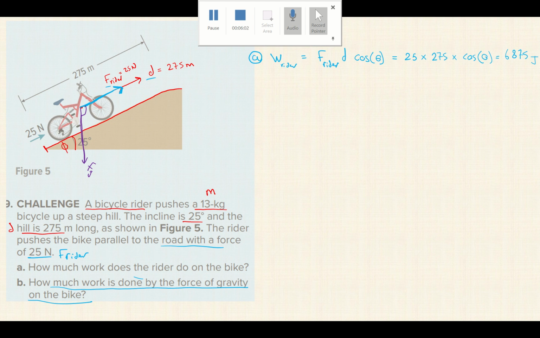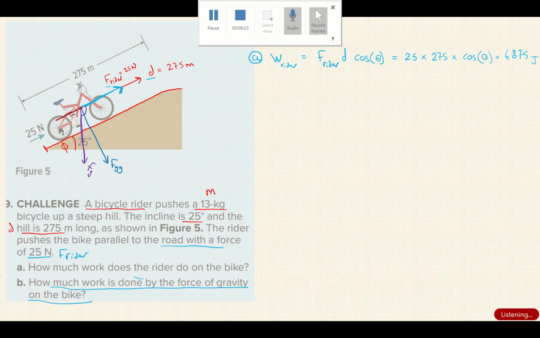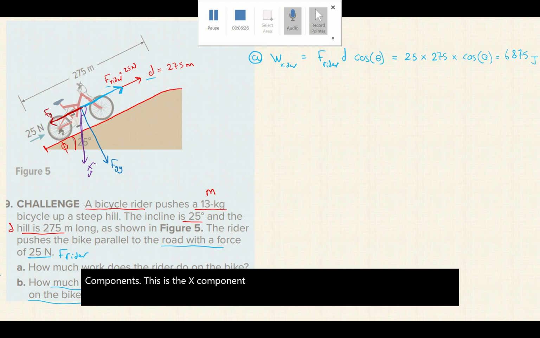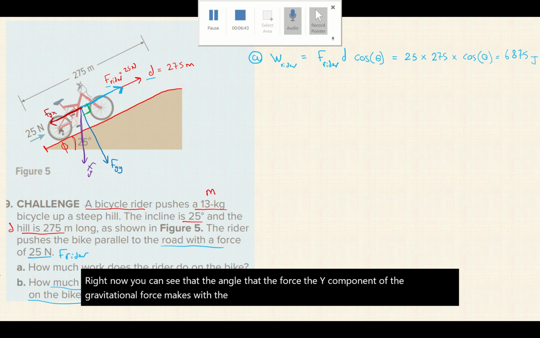Or you can remember that the force of gravity on an incline can be broken down into its x and y components. That means that the force of gravity can be broken down into its y component, this is the y component of the gravitational force, and the x component, this is the x component of the gravitational force, Fgx. Right, now you can see the angle that the y component of the gravitational force makes with the displacement, this is the angle, see?